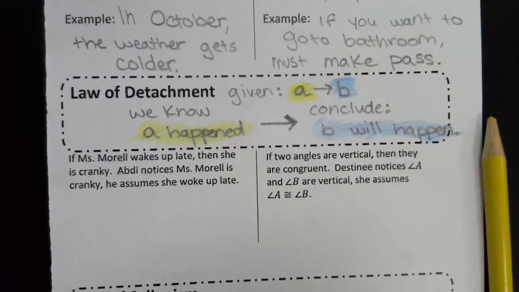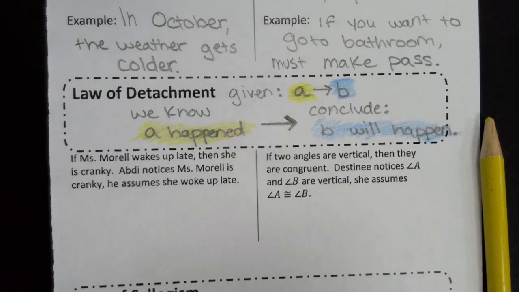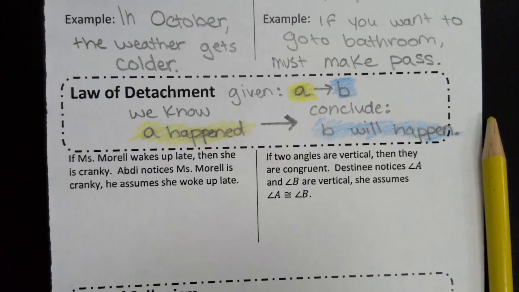All right, so in this first one, it says, if Miss Morrell wakes up late, which I did today, then she is cranky. Trying real hard not to be cranky. I'm feeling much better by period 4. Abdi notices Miss Morrell is cranky, and he assumes she woke up late. So we have to decide, is this valid? Can he assume that? Or is it invalid? Is that not how this law works?